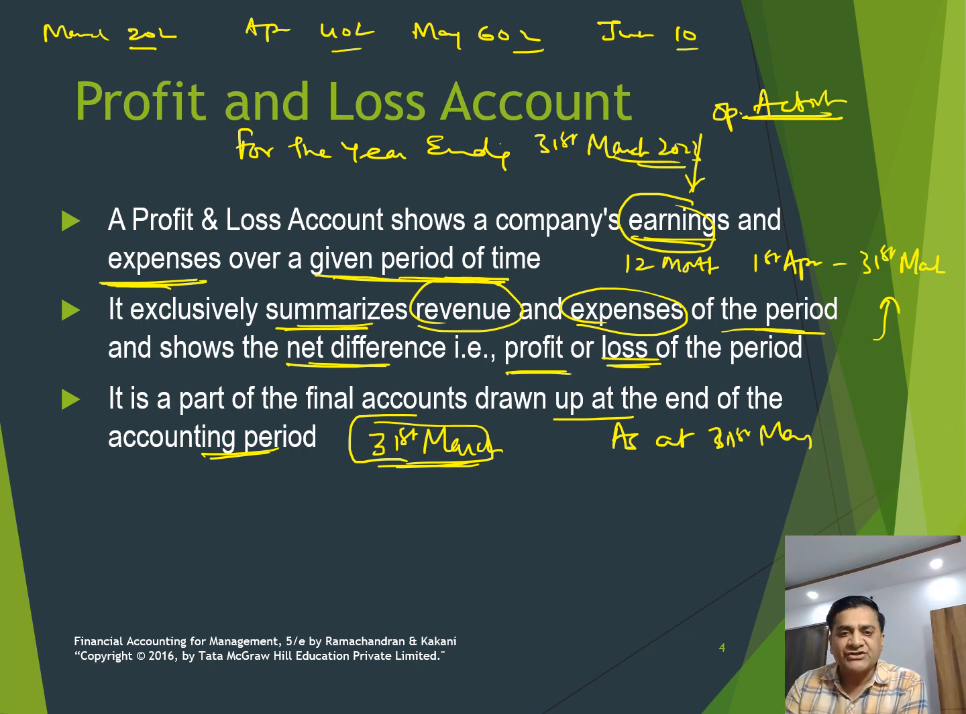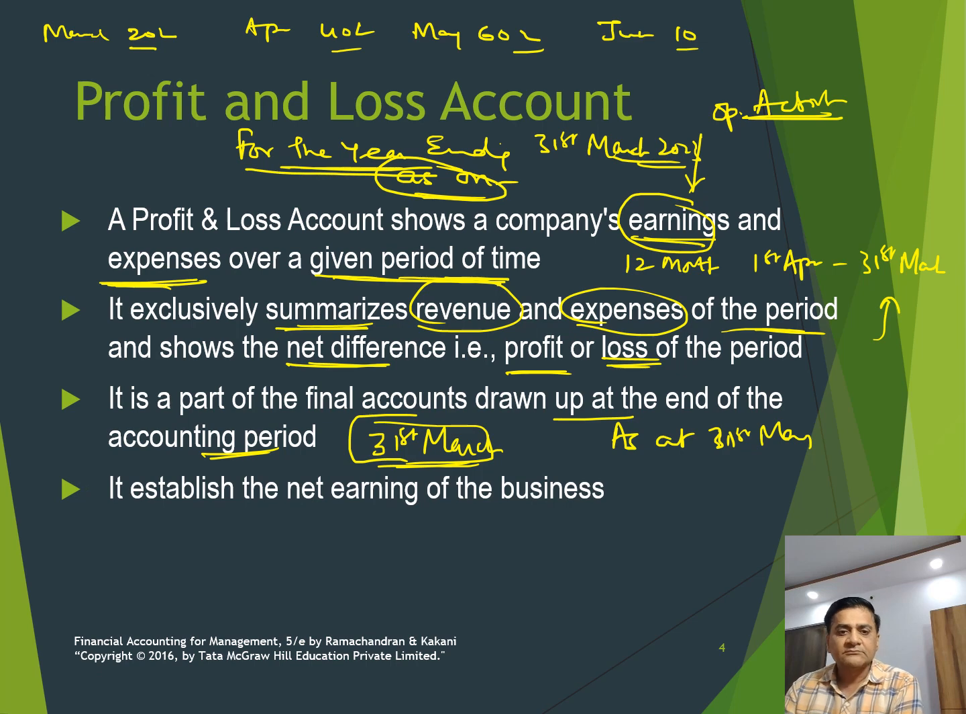In case of balance sheet, it was balance sheet as on. This is the difference. So balance sheet is a snapshot as on a particular date, whereas income statement is for the whole year. Summarized statement for the whole year, the transactions of the whole year, right? It establishes the net earnings or net loss of the business.